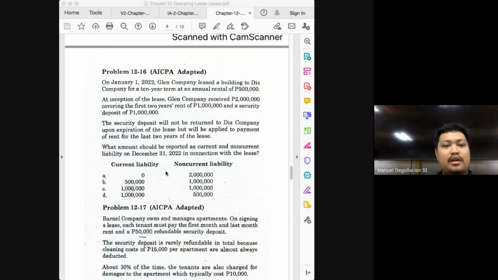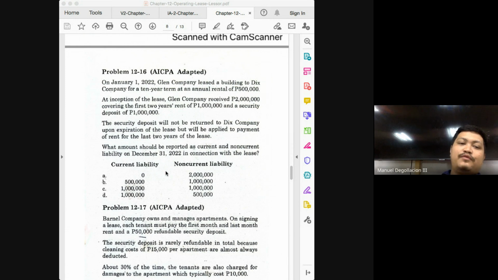First, determine your income. How much is your rental income for every year? It will just be 500,000. But how much have you received all in all? All in all, you have received 2 million. Okay, 1 million as payment for the first 2 years, 1 million as payment for the deposit, which will be applied to the last 2 years.